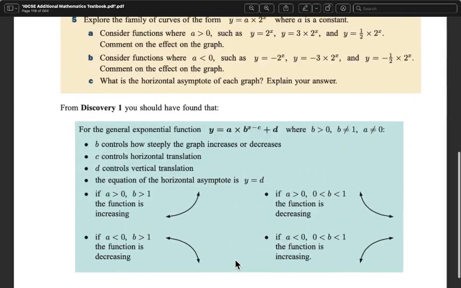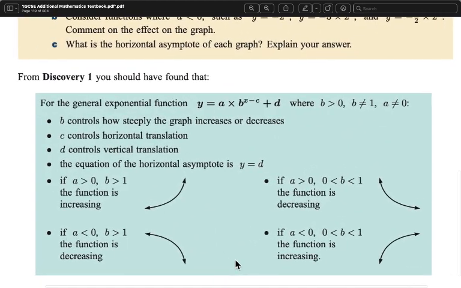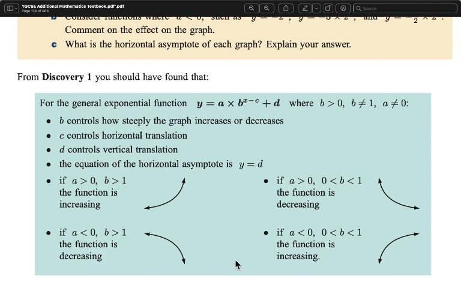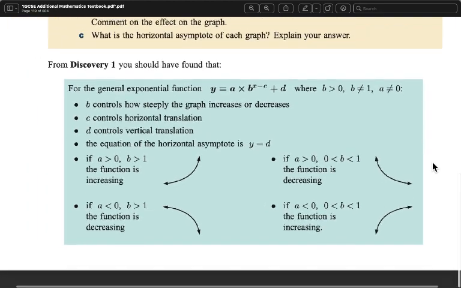So look at the general exponential function, which is this equation, y equals a times b to the power of x minus c, plus d, where b is larger than 0 and does not equal 1, as 1 to the power of anything is going to be 1. And also a cannot be 0, as otherwise this whole term is going to be 0.